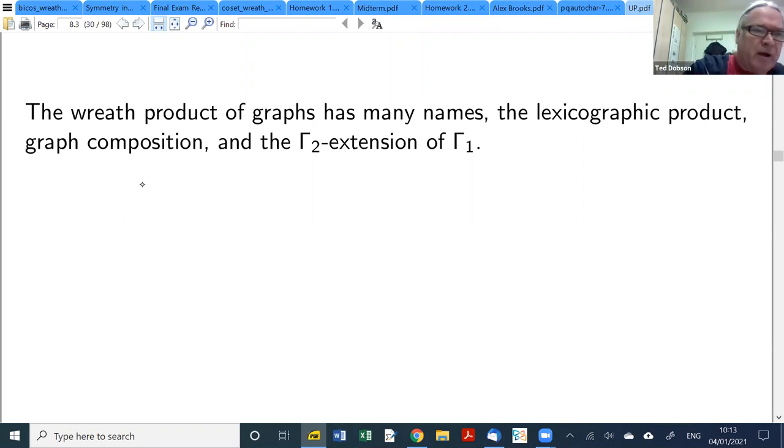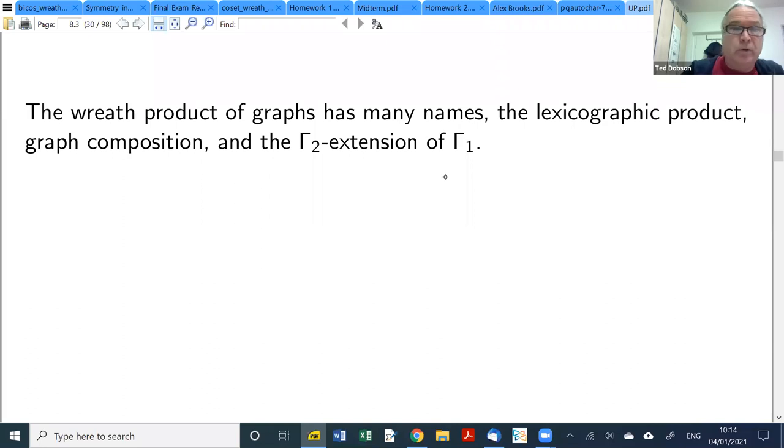Harary called it graph composition. And he just sort of thought of it as putting a copy of gamma 2 into gamma 1. And this gamma 2 extension of gamma 1, some people in a different area started calling it that just a few years ago. So this was rediscovered many times. Let me give you another example.